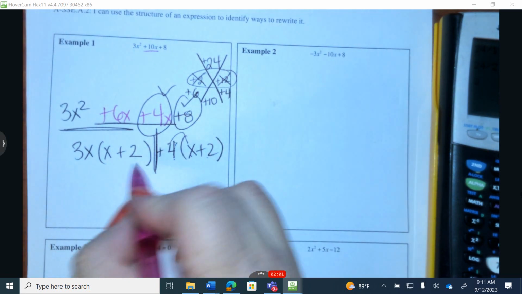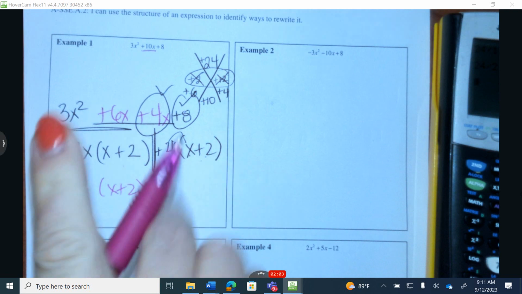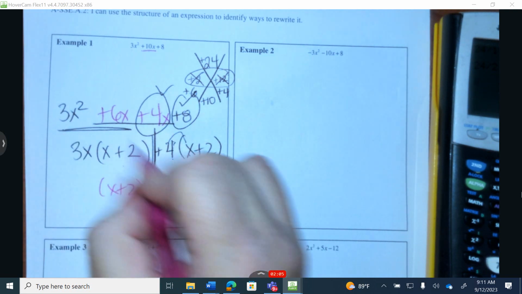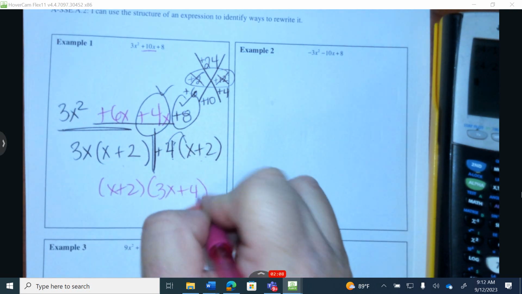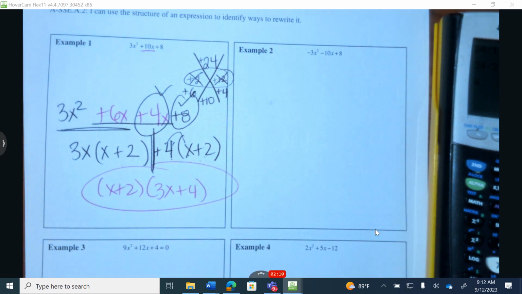Now, what's in front is the x plus 2, and in back, they both have that in common. In front of the first parenthesis is a 3x, in front of the back parenthesis is a positive 4.